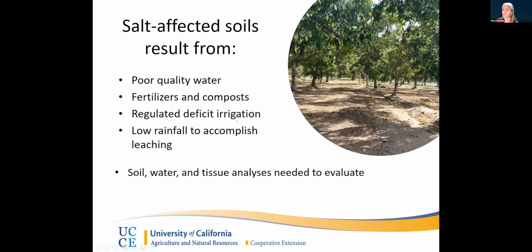Regulated deficit irrigation is also shown to increase the accumulation of salts in the root zone. And then when we have low rainfall to accomplish leaching, so higher levels of evapotranspiration than the amount of water that we're able to apply, we're going to get a concentration of salts in the root zone. And so it's good to stay on top of monitoring this in your orchards by looking at your soil, water, and tissue analyses.